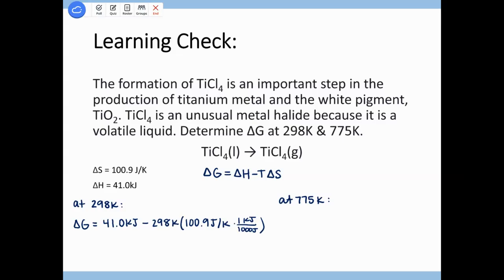I've set up the first one: delta H, 41.0 kilojoules, temperature, going with 298 K for the first calculation. Delta S, 100.9 joules. We need energy units to be the same, so I converted joules to kilojoules. Delta G here is 10.9 kilojoules per mole. So this is not spontaneous at room temperature.